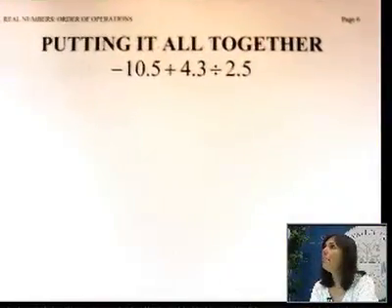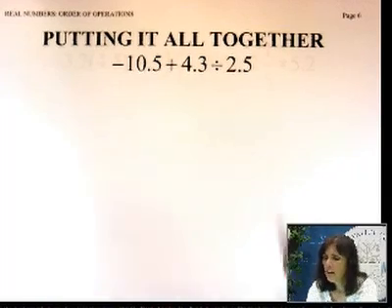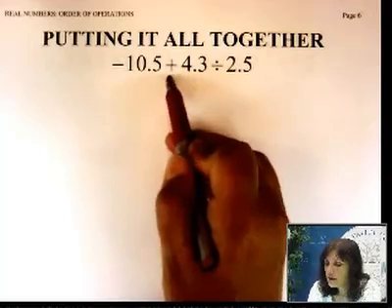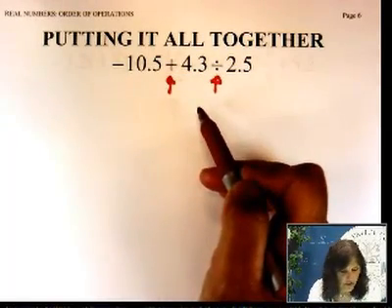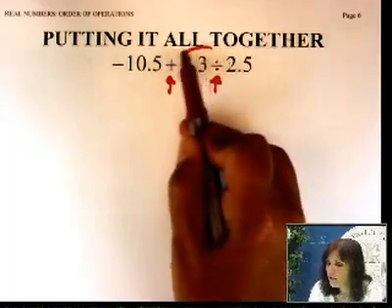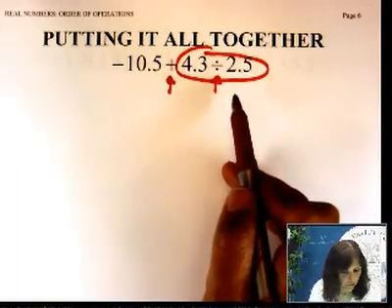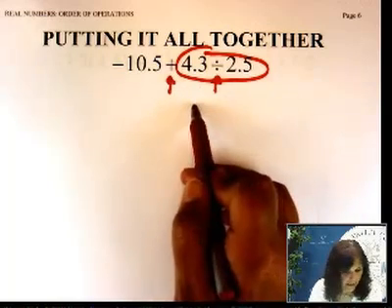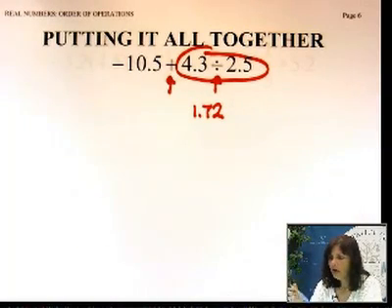How about I mix addition, subtraction, and multiplication, all these guys, and which one do you do first? So here's an addition, here's a division. Which one do I do first? I'm supposed to do the division first. So let's do this guy. What is 4.3 divided by 2.5? That actually is 1.72.